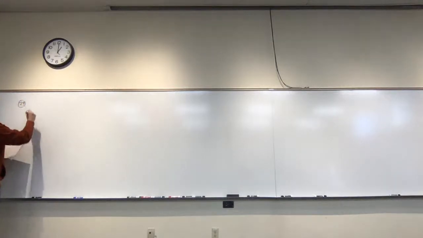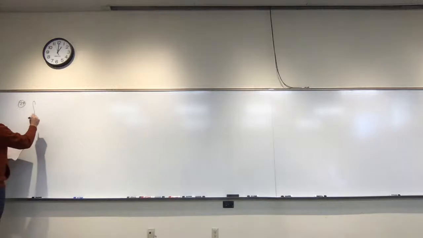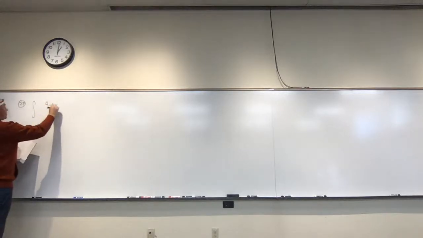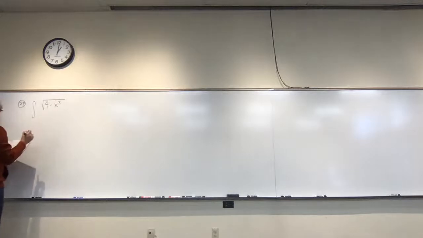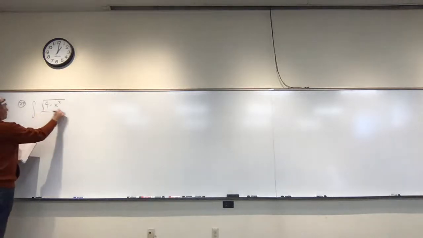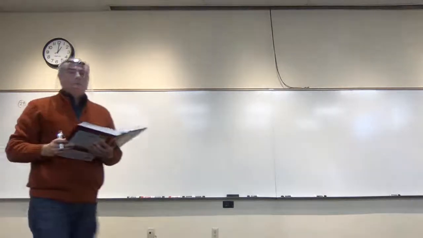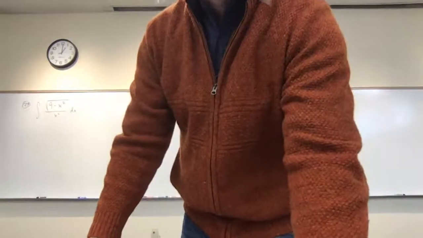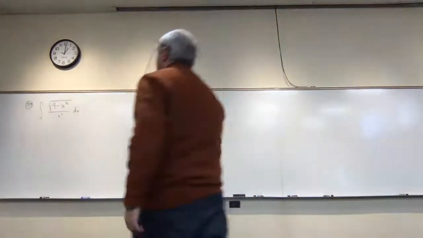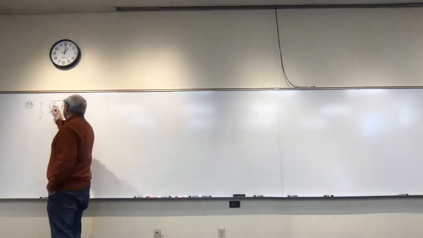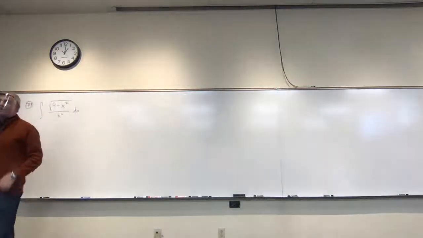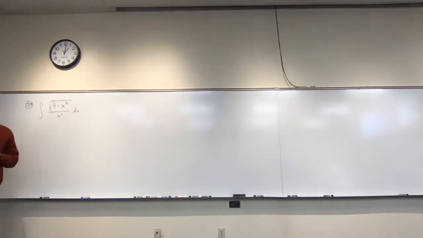We've got the integral of the square root of 9 minus x squared, divided by x squared, dx. So first question, what is the form that we're looking at with 9 minus x squared? What's the appropriate thing to substitute: a sine, a secant, or a tangent? A sine. So it's 1 minus sine squared of x equals cosine squared of x.